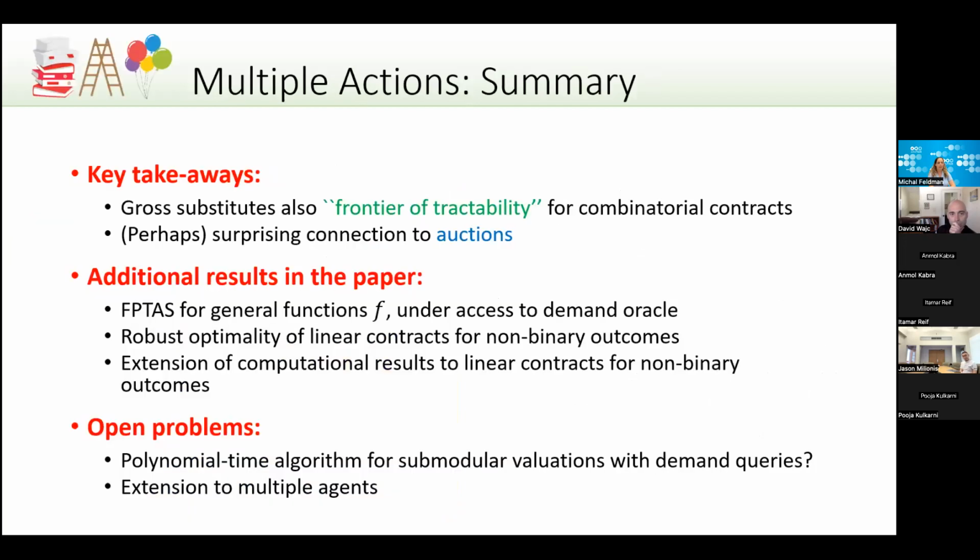Great. So the main takeaway from this part of the talk, and I see now that I'm almost running out of time, so the next part I'll just give you really a gist of it, is that again, in at least two other very crucial and fundamental problems, both in computer science and in economics, gross substitutes exhibits some frontier of tractability. And this is for an entirely new problem, combinatorial contracts. And we see some surprising connection to auctions.